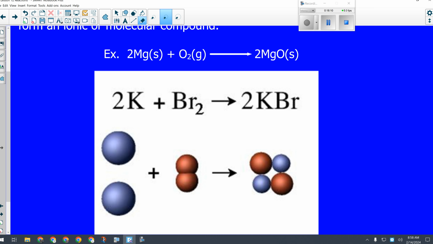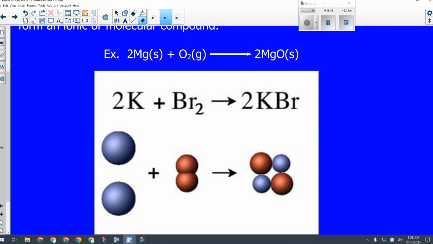Okay, so in a synthesis reaction, 2 elements go together. Now, is this reaction balanced? Did I create or destroy any matter in that reaction? I didn't. So at this point it's important to know how these things are written.